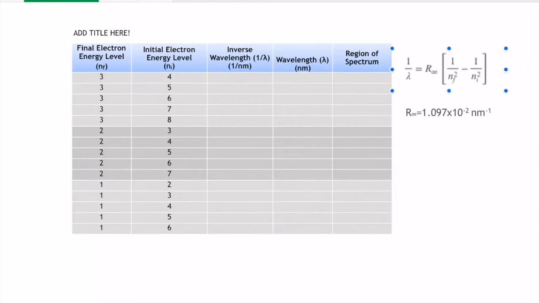In this video, I'm going to demonstrate how to calculate the wavelengths of the atomic emissions for the hydrogen atom. And to do so, I'm going to be using this equation, which is the Rydberg equation, which says 1 over the wavelength for these transitions is equal to the Rydberg constant, R infinity, which has a value of 1.097 times 10 to the minus 2 inverse nanometers, times 1 divided by NF squared, where NF is the final electron energy level, minus 1 divided by Ni squared, where Ni is the initial electron energy level.